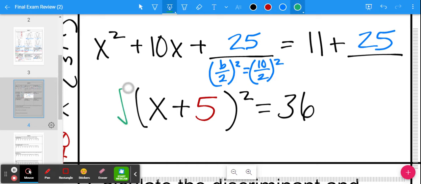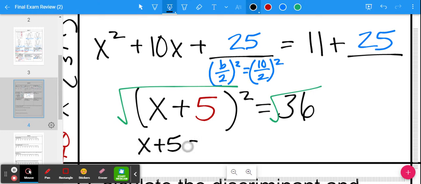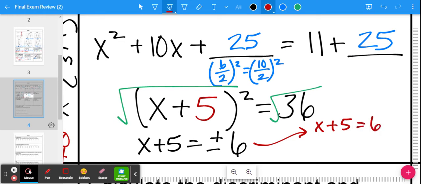So in order to solve this, you do the square root of each side, and we're left with x plus 5 equals a positive or a negative 6, because the square root of 36 is 6. The reason it's a positive or a negative is because 6 times 6 is 36, and negative 6 times negative 6 is 36. So it can be a positive or a negative 6. So at this point, we need to finish solving it. So we break this down into two equations. X plus 5 equals positive 6, and x plus 5 equals negative 6.